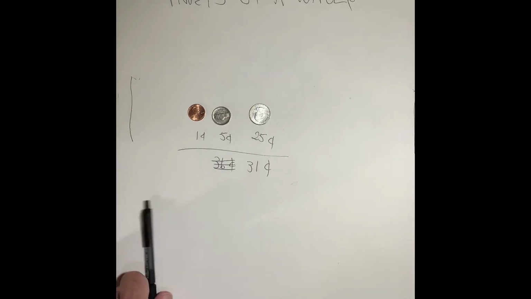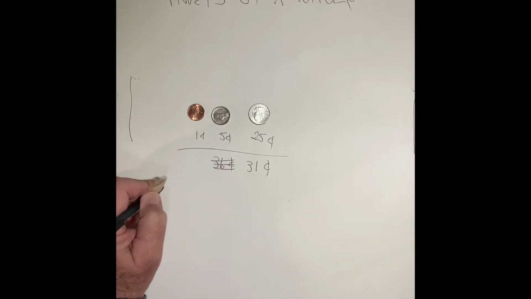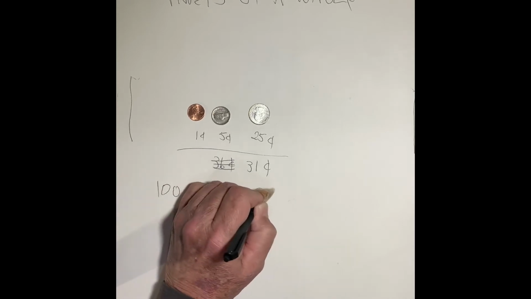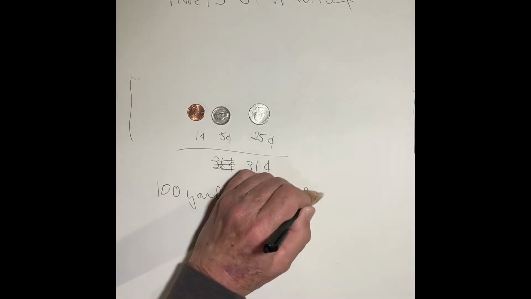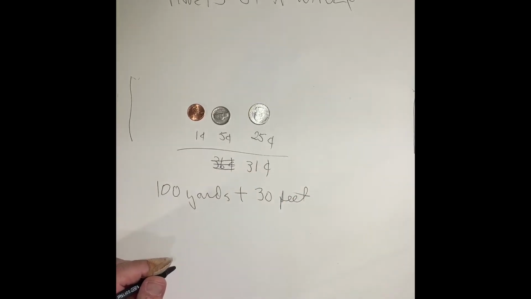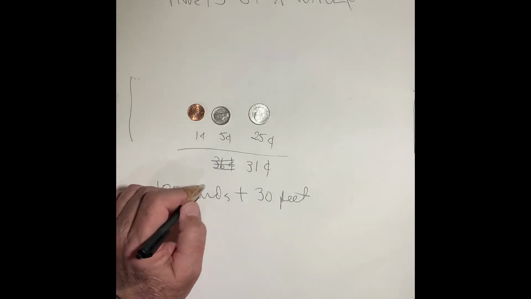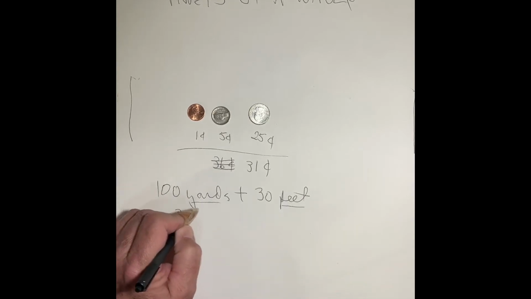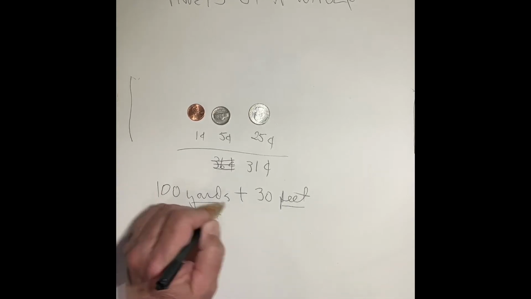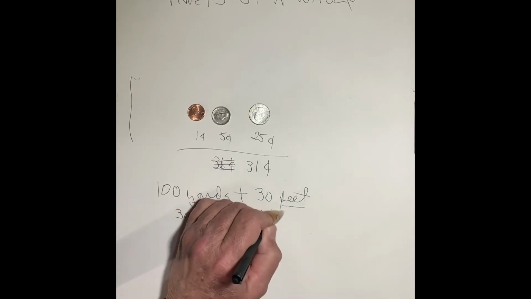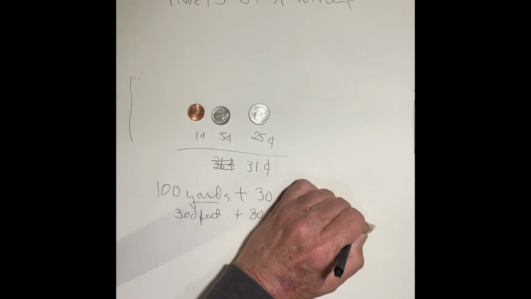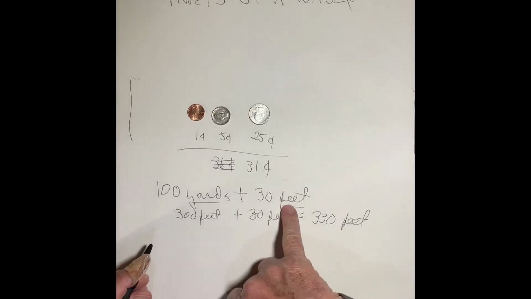If I told you I was going to run 100 yards and 30 feet, how far did I run? Well, most of you know intuitively that you have to change these to be the same. So I could say 100 yards is the same as 300 feet, and I ran 330 feet.